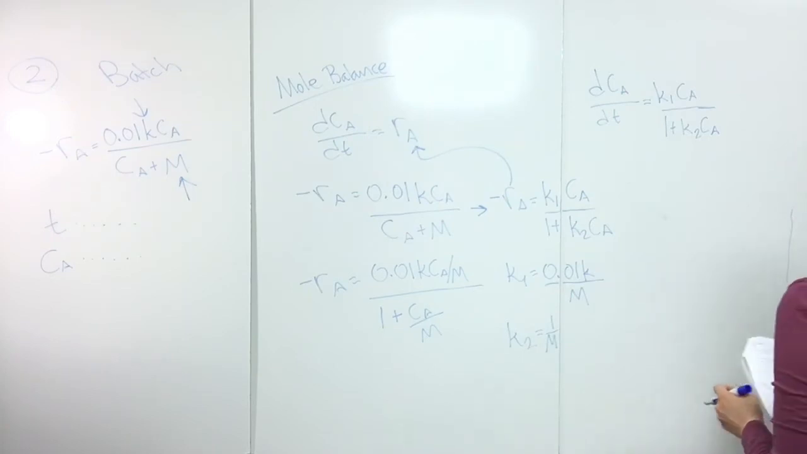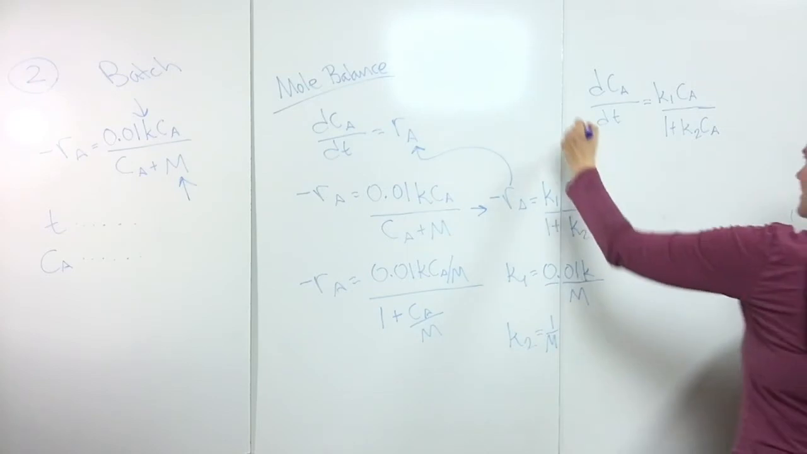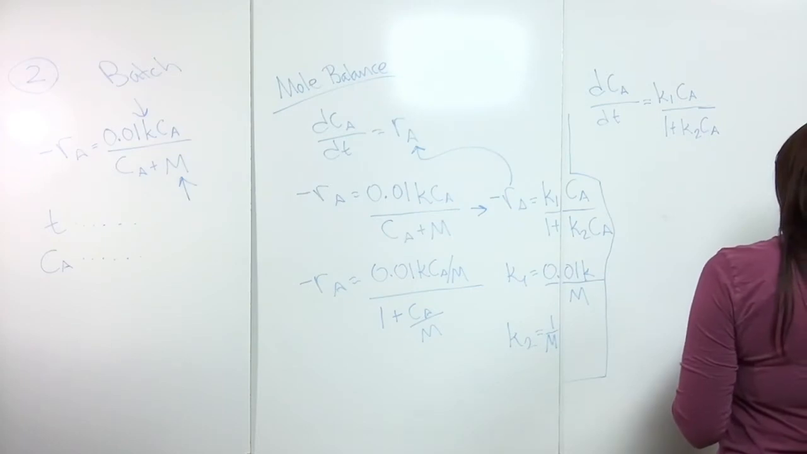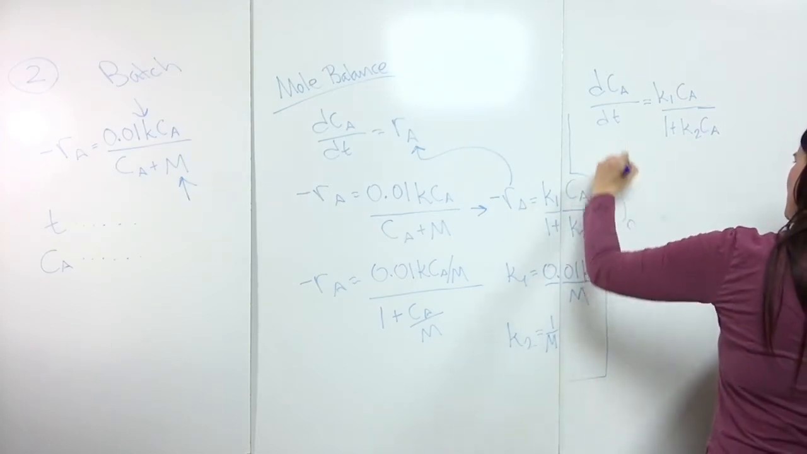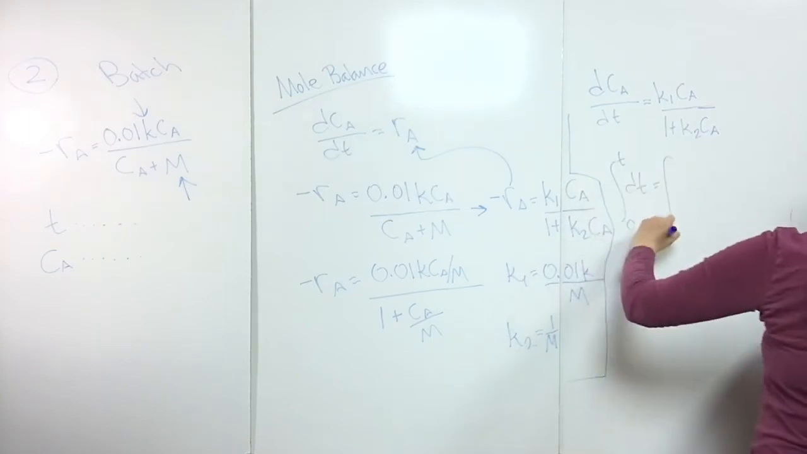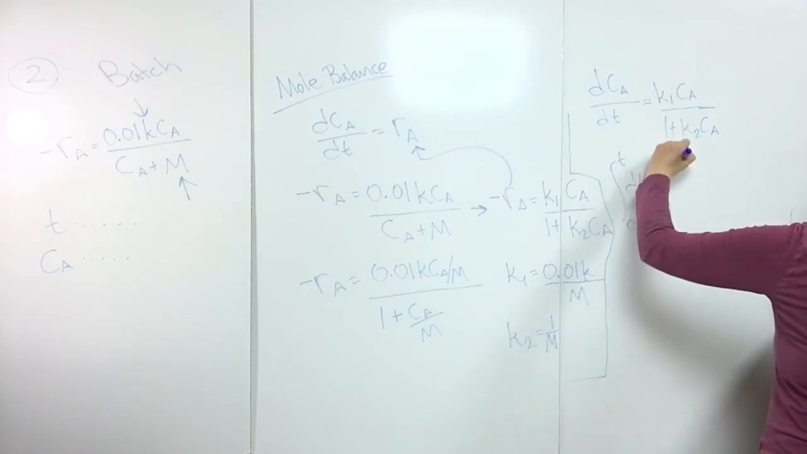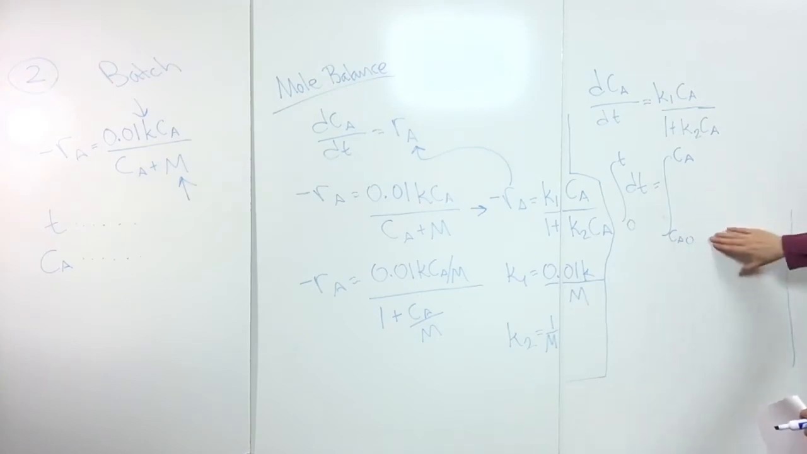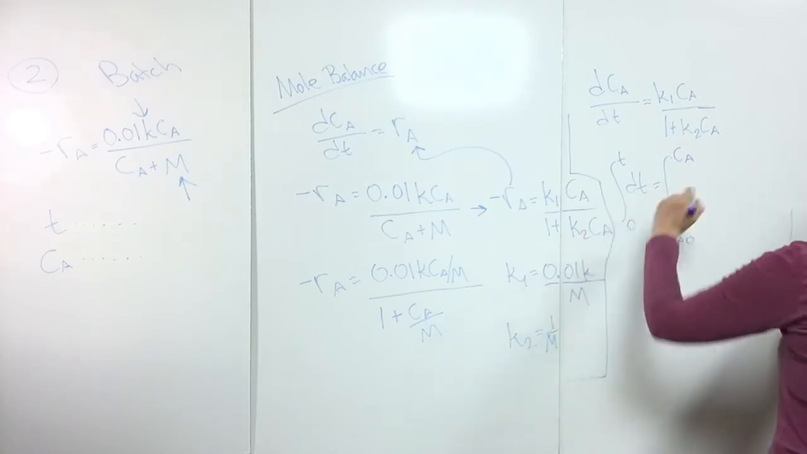And then we want to integrate this. We want to separate and integrate. So if we do that, we have the integral from 0 to t of dt is equal to the integral from Ca naught to Ca, because remember we're solving this in terms of concentration instead of conversion. So most of the problems we've been doing up until now, we've been using conversion, so it's been 0 to x, but that's why these limits are what they are. We don't have x in this equation.